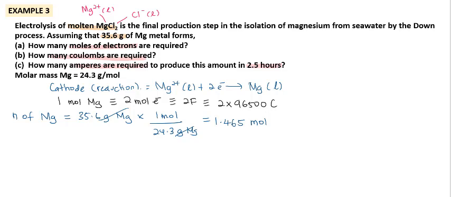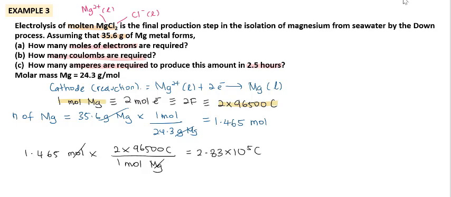For the second question, we need to find how many coulombs are required for this electrolysis. So take out the mole of magnesium and the coulomb here. Since we have the moles of magnesium, we use the conversion factor again. 1.465 moles of magnesium times, we don't need the mole of magnesium so put it at the bottom, 2 times 96500 coulomb at the top. So we will get the coulombs required in this electrolysis, which is 2.83 times 10 to the power of 5 coulomb.